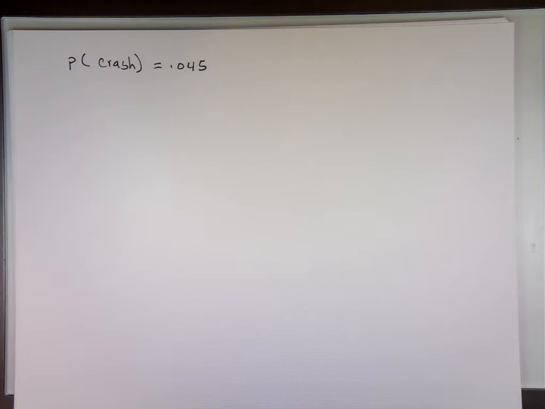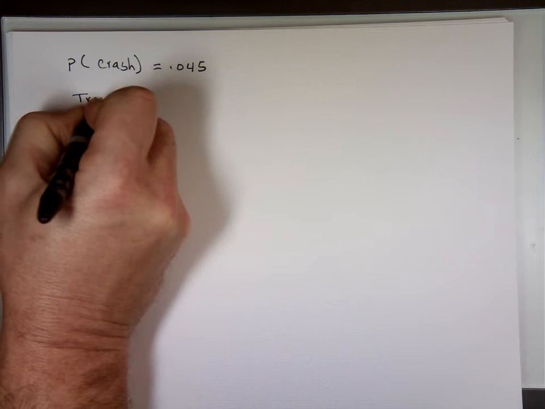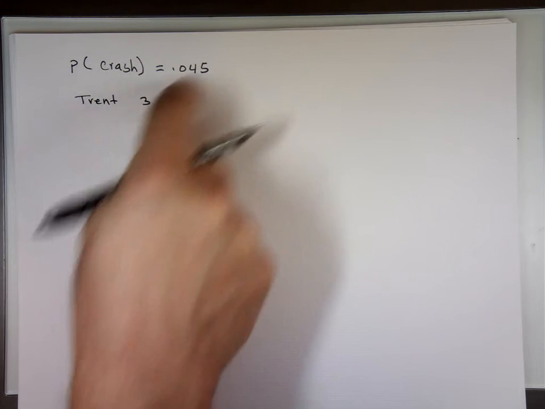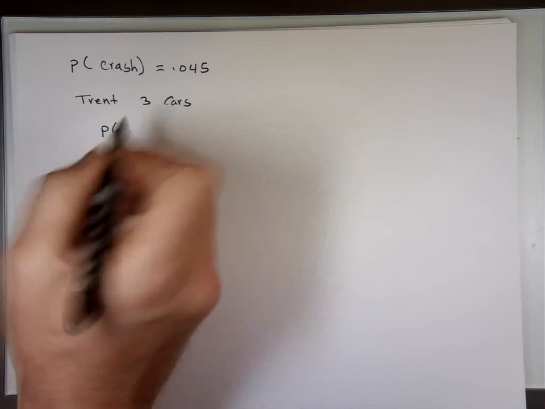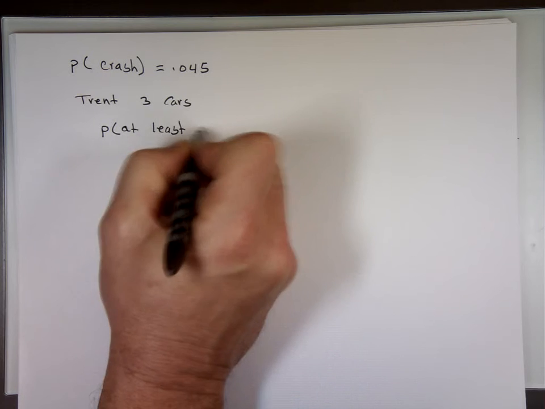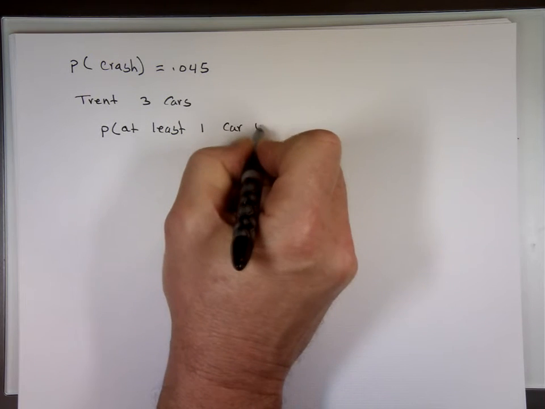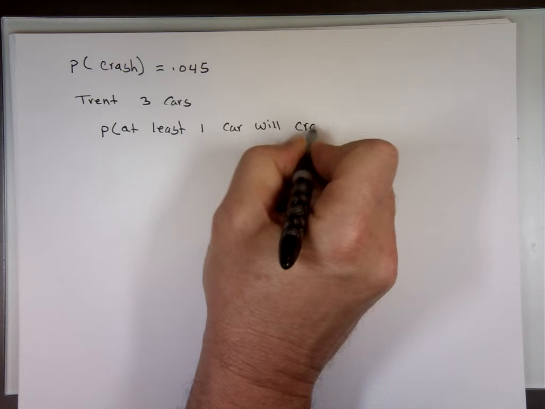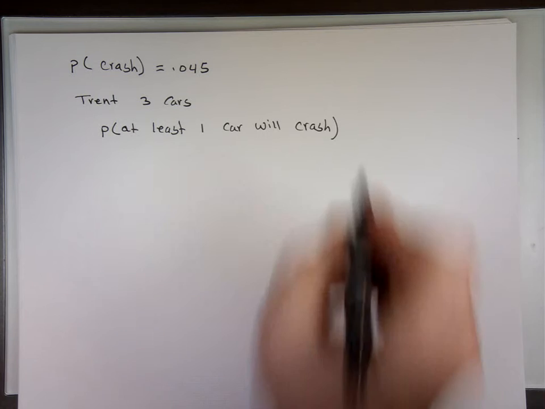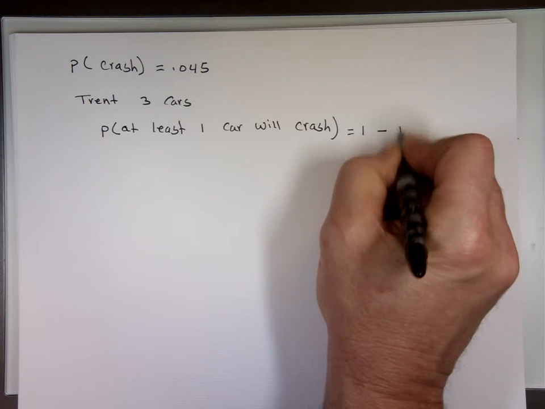Okay. Trent, how many people in your family? How many cars? 3. 3 cars? So Trent, they have 3 cars. That's per year here. What's the probability, I hope nothing happened to you, Trent, or your family, at least 1 car will crash, based on the number. So to find that answer, it's 1 minus the probability of none of them will crash.